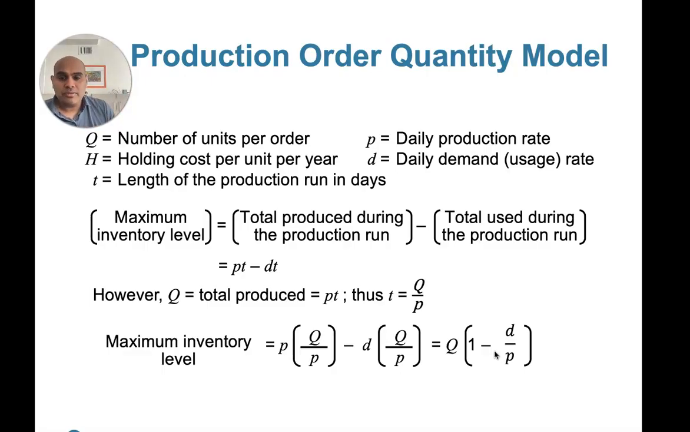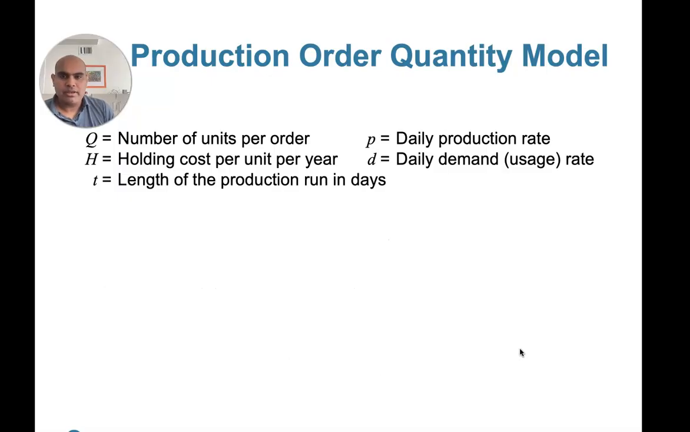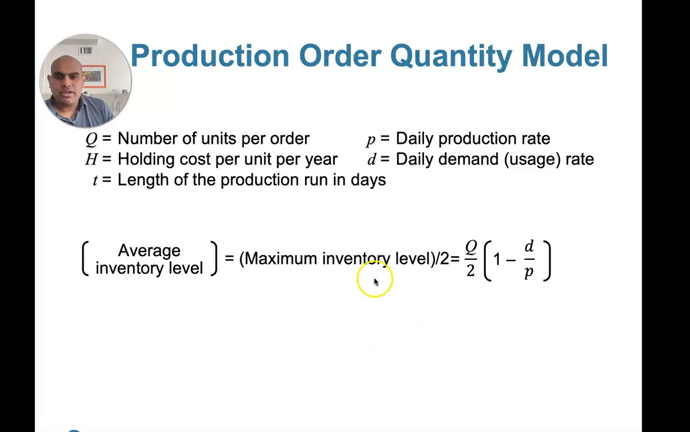So if this is the maximum inventory level, the average inventory level will be half of this, right? And so when you're calculating holding costs, you're going to calculate holding costs using this expression rather than just capital Q, like we did with the economic order quantity model, right? So the average inventory level will be half of the maximum inventory level, and that's Q over 2 times 1 minus D over P.